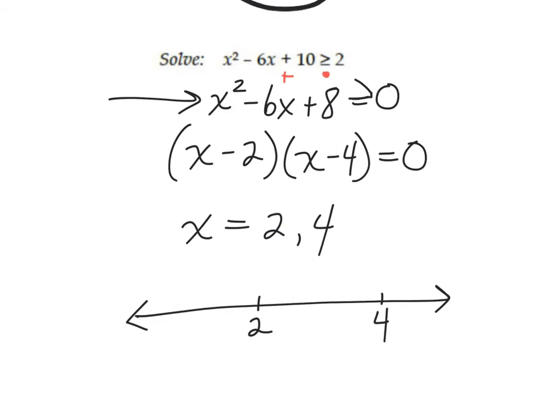Similar to what we just did over on our graph, I need to figure out where to shade, okay? If I'm trying to figure out where this graph is greater than 0, well, I need to figure out where 0 is. So I'm going to plot 0 as well on my number line, and then I'm going to plug 0 into my original problem. When I plug in 0 for x here, 0 squared is 0, negative 6 times 0 is 0. So I'm left with this statement here. 10 is greater than or equal to 2. That's true. So I'm going to shade in the direction of 0.